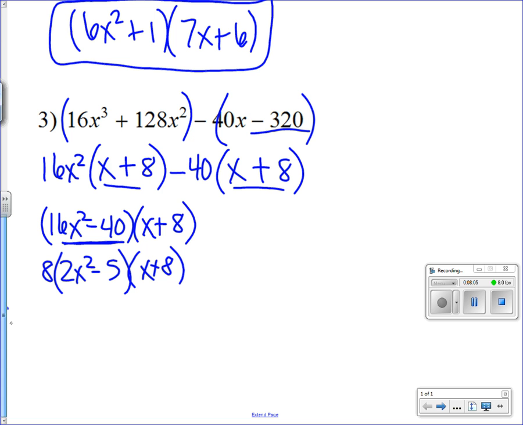If this was a difference of squares, could we factor it again? Yes, if it was a difference of 2 squares, but it's not.